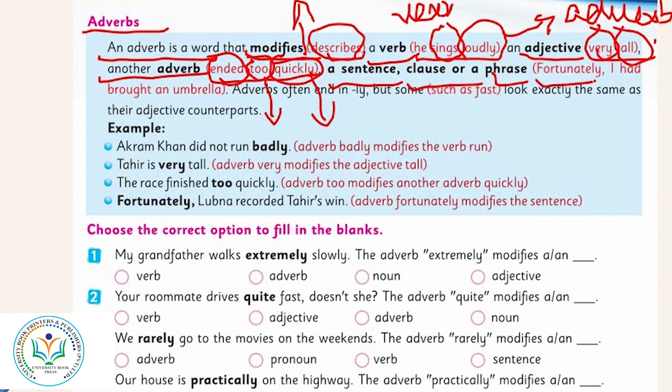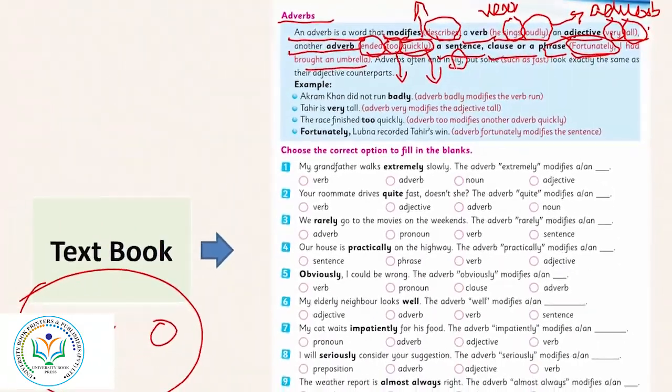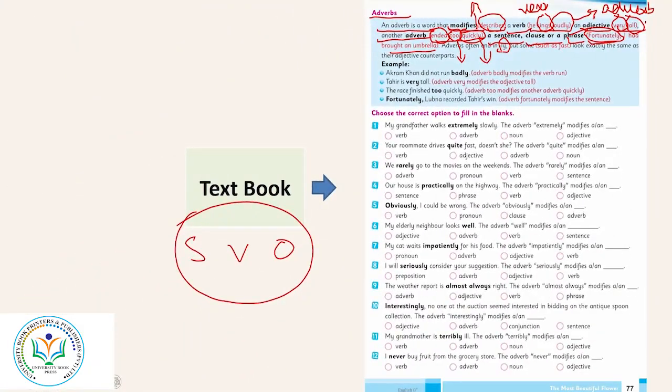Fortunately, I had brought an umbrella. Fortunately क्या है आपका? This is an adverb here. I had brought an umbrella, this is the full sentence here. Adverbs often end in ly. Mostly आपका जो adverb है ly के साथ खत्म होता है.